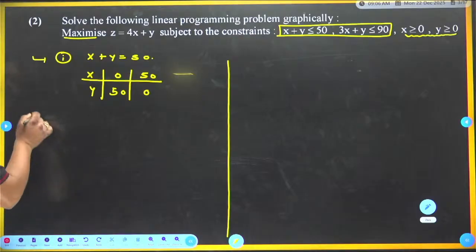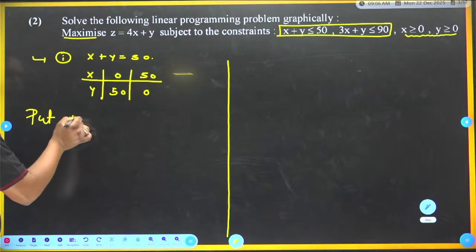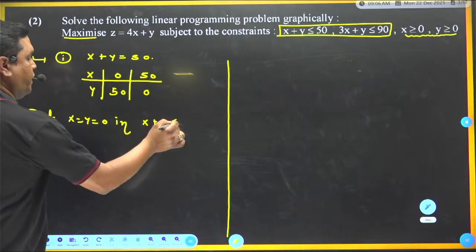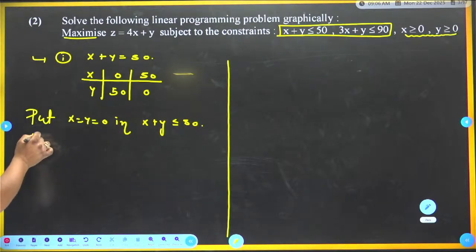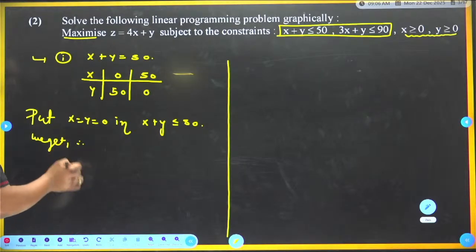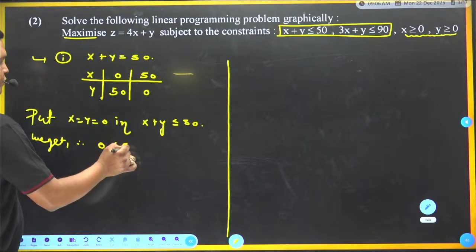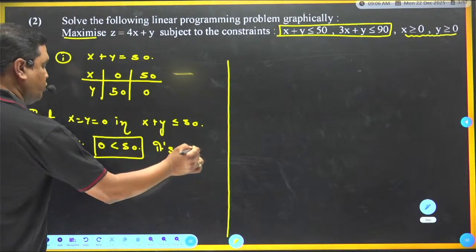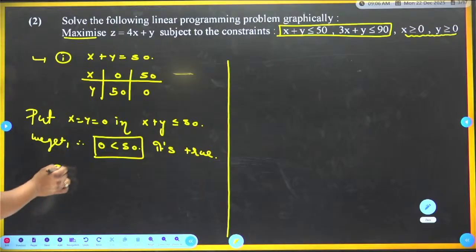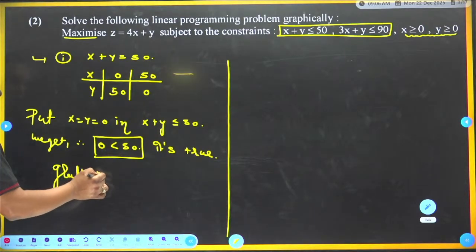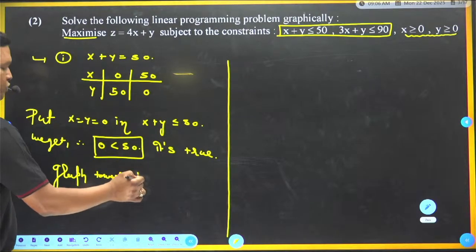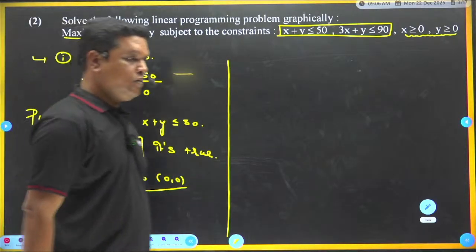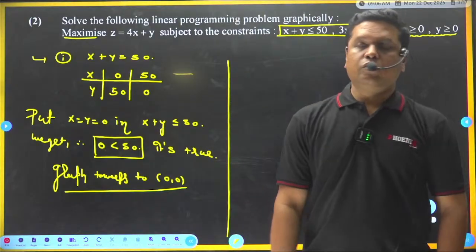Now write that. Put x equal to y equal to 0 in x plus y less than or equal to 50. We get 0 less than 50. It is true. Graph towards the origin.